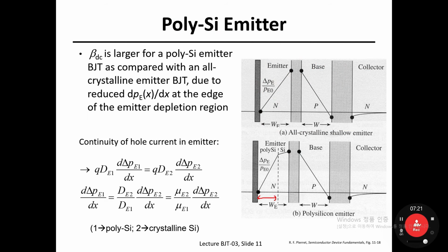Yeah, take a look at here. This part was originally crystalline silicon, but it is replaced with polysilicon. Then what would happen in terms of excess minority carrier concentration as a function of x? So as described here, it reduces dPe(x)/dx at the edge of the emitter depletion region.